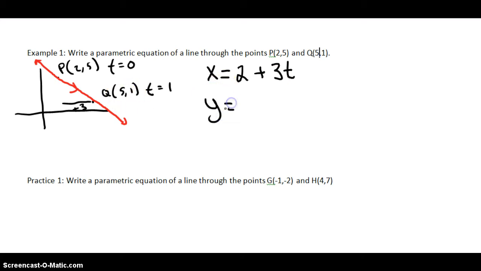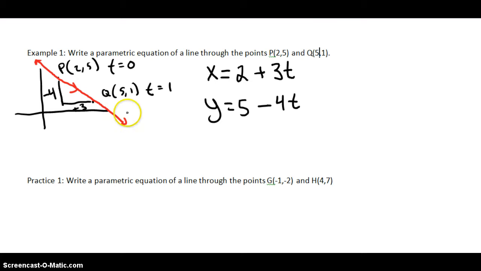Do the same thing for y. Starting value is 5. And this time I'm going to decrease it by 4, so minus 4t. And if we were to plug in t equals 0 and t equals 1, we'd get these two ordered pairs. So we've created this line.